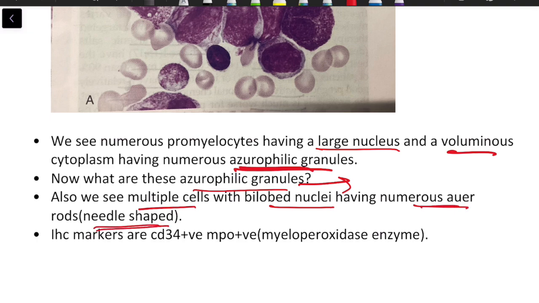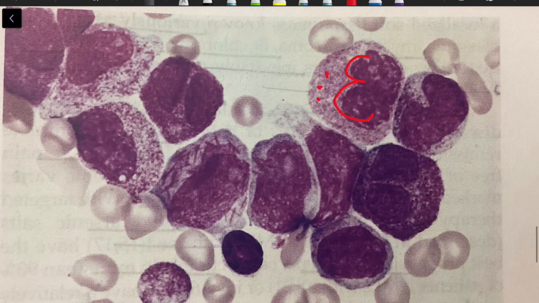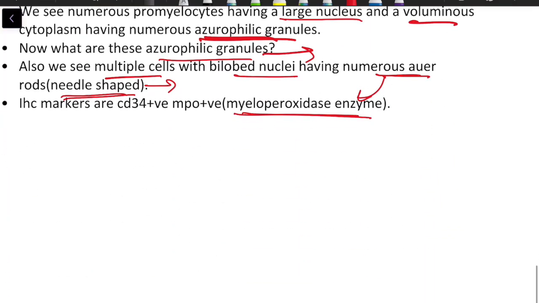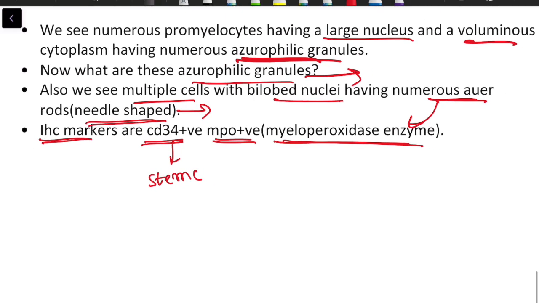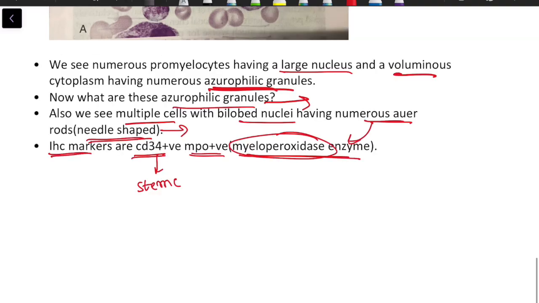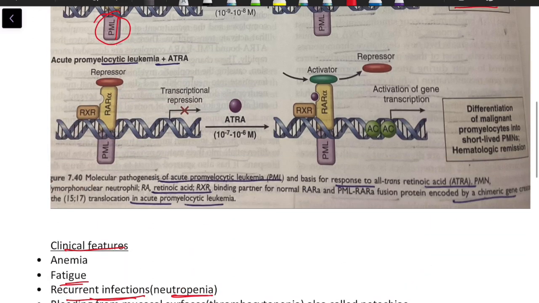Also, we see multiple cells with bilobed nuclei having numerous Auer rods, which are needle shaped eosinophilic inclusions containing this enzyme, the myeloperoxidase enzyme. As you can see here, these needle shaped inclusions are our Auer rods. And the immunohistochemistry markers are positive for CD34, which is most commonly seen in stem cells. And MPO is also positive.